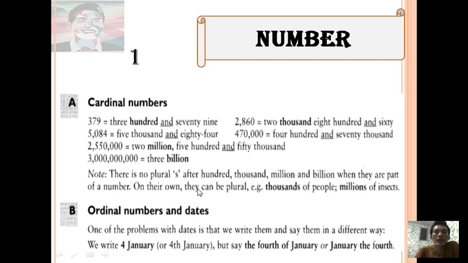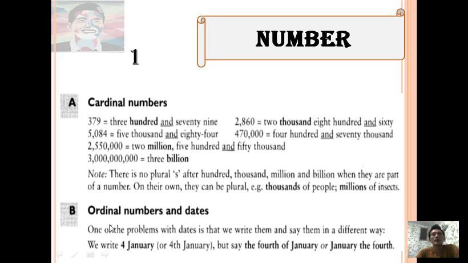On their own, they can be plural: thousands of people, millions of insects. Here, don't put 3 billion using S, or 2 million using S, don't put it, because there is no plural after 100, 1,000, million and billion.